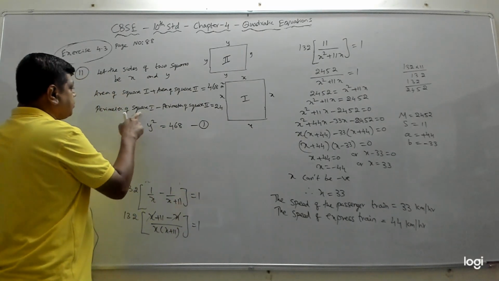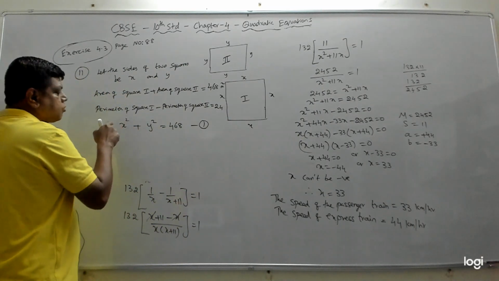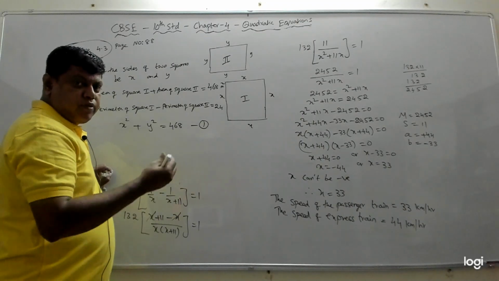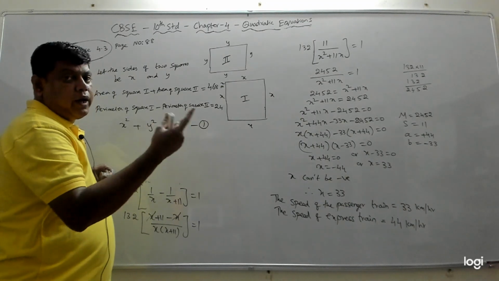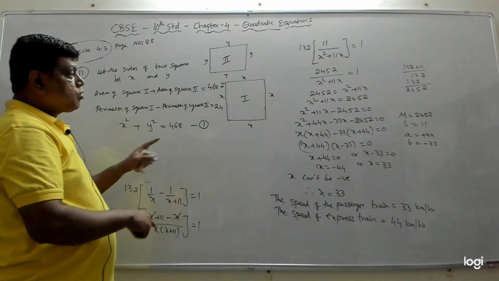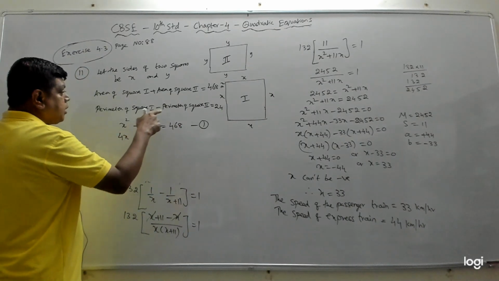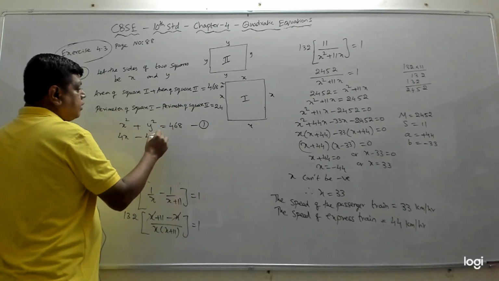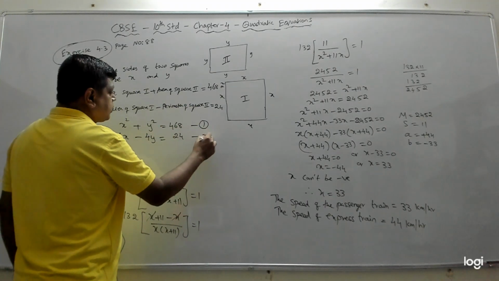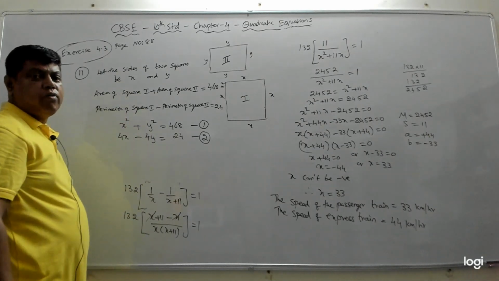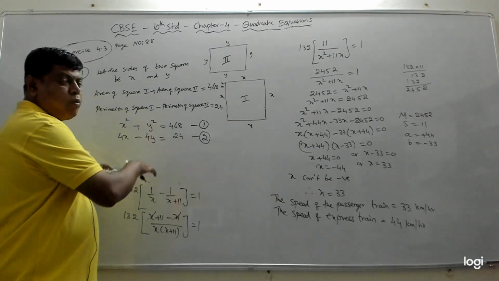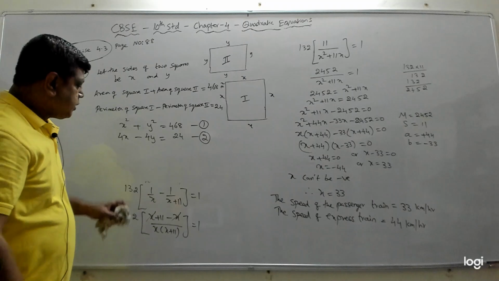Second equation, the perimeter of square 1. What is the perimeter of the square formula? If the side is a, then the perimeter of the square is 4a. So here the side of the square is x, so the perimeter is 4x. So 4x minus perimeter of square 2, which will be 4y, is equal to 24. This is the second equation. Now we should solve these two equations and find the values of x and y. It will get transformed into a quadratic equation.